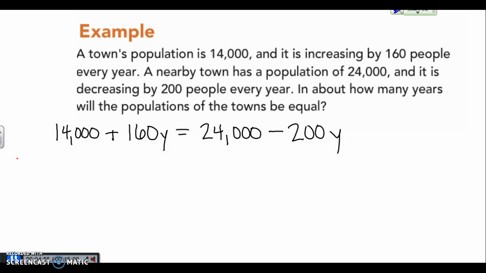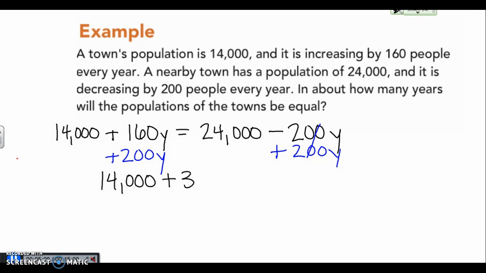I'm going to start by adding 200y to both sides of my problem. So now I have 14,000 plus 360y equals 24,000. I'm now going to get rid of the 14,000. The opposite of a positive 14,000 would be to subtract 14,000 from both sides of my equation.